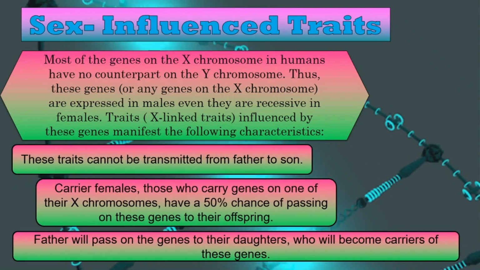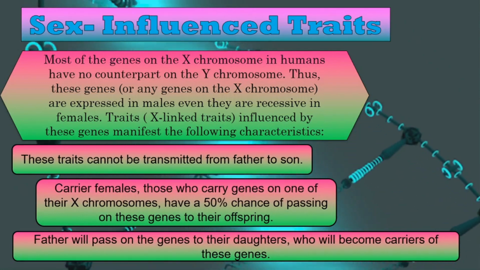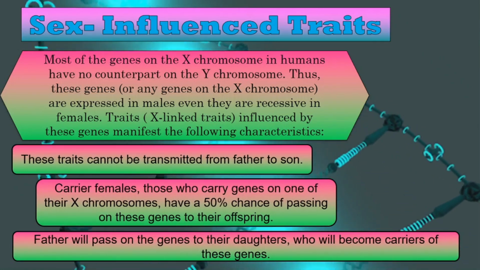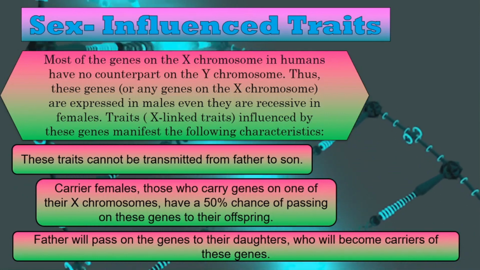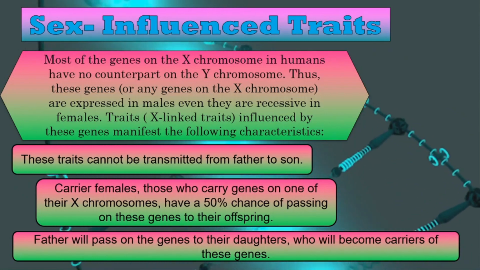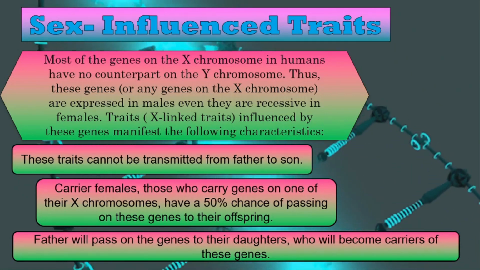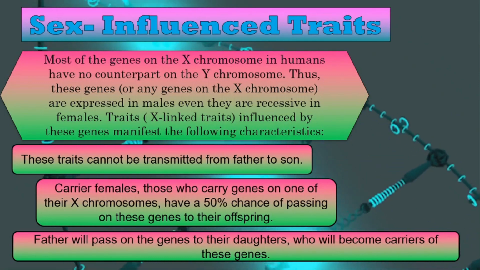First, these traits cannot be transmitted from father to son. Carrier females, or those who carry the genes on one of their X chromosomes, have a 50% chance of passing on these genes to their offspring. And the last, fathers will pass on the genes to their daughters, who will become the carriers of these genes.